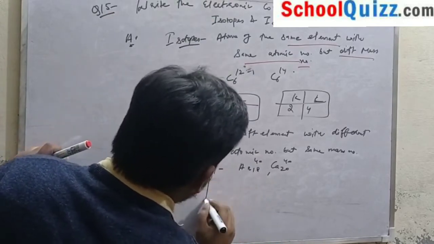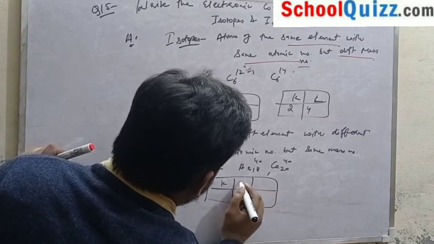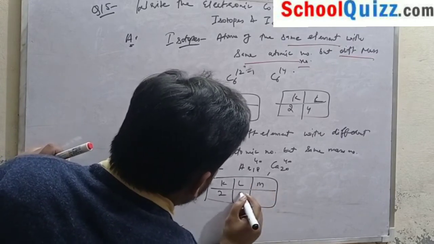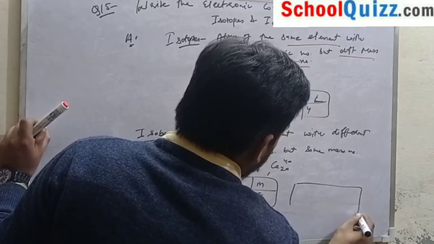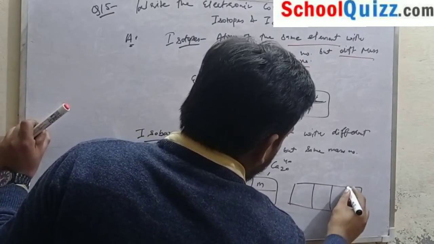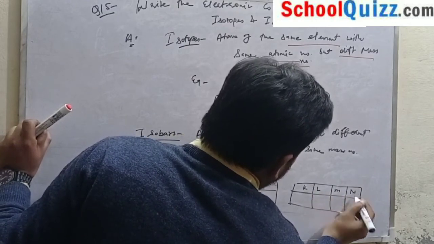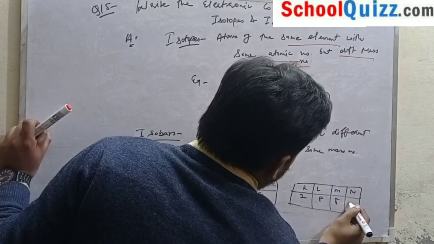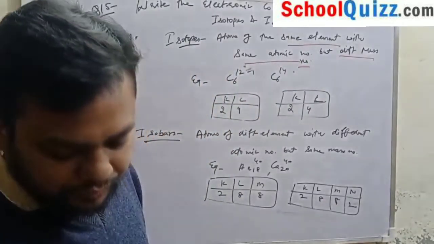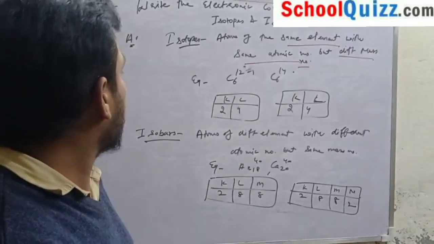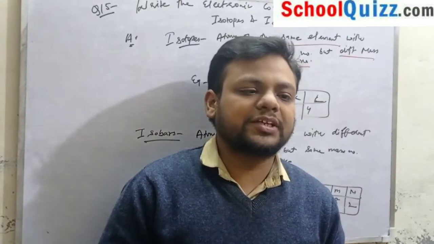As we know, for argon, KLM is 2, 8, 8, and in case of calcium it is different, that is KLMN 2, 8, 8, 2. So this is all about our today's topic, that is the in-text questions of chapter number 4, structure of an atom.